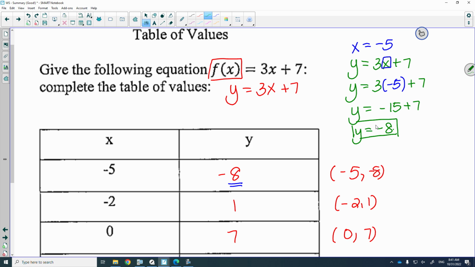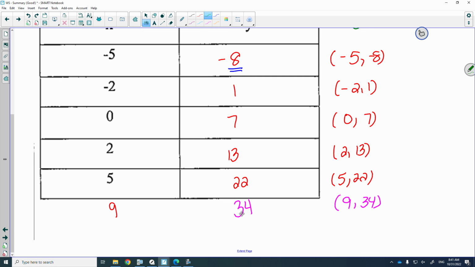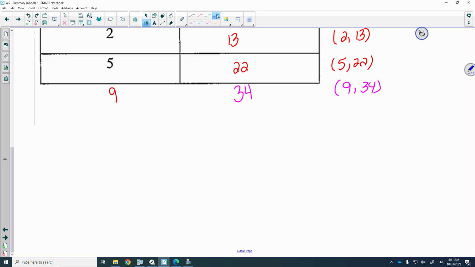Let's also show algebraically how we would determine if we're given a y value, right? So let's write what our equation is. Our equation given was 3x plus 7. And we're going to take out y and put in 34. So this was one of your quiz questions. Okay, you need to get x by itself. So subtract 7 from both sides.